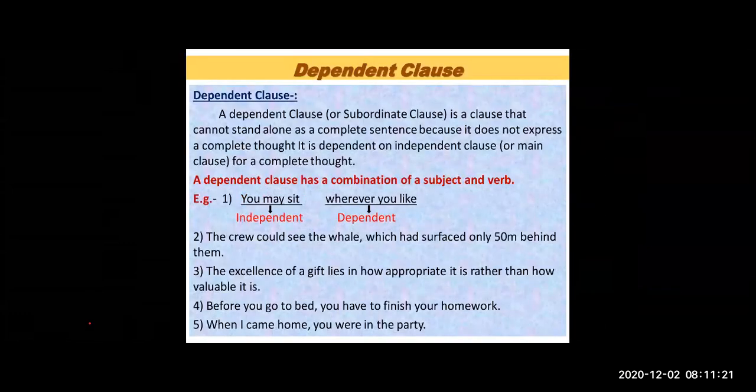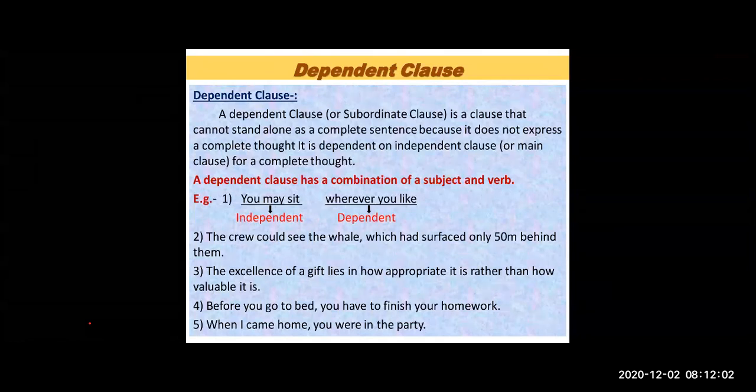See, now first we will see what is meant by dependent clause. See the definition of dependent clause. A dependent clause is also known as a subordinate clause. A dependent clause or subordinate clause is a clause that cannot stand alone as a complete sentence. The dependent clause doesn't have the complete meaning.